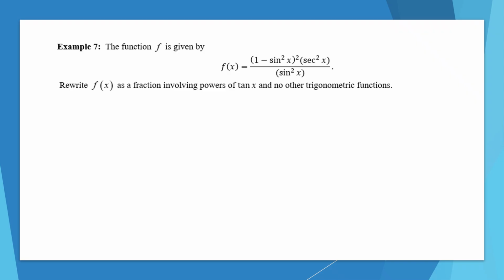All right, number 7. Rewrite this in terms of a fraction involving tangent and no other trig function. We have 1 minus sine squared x, and this whole thing is squared.